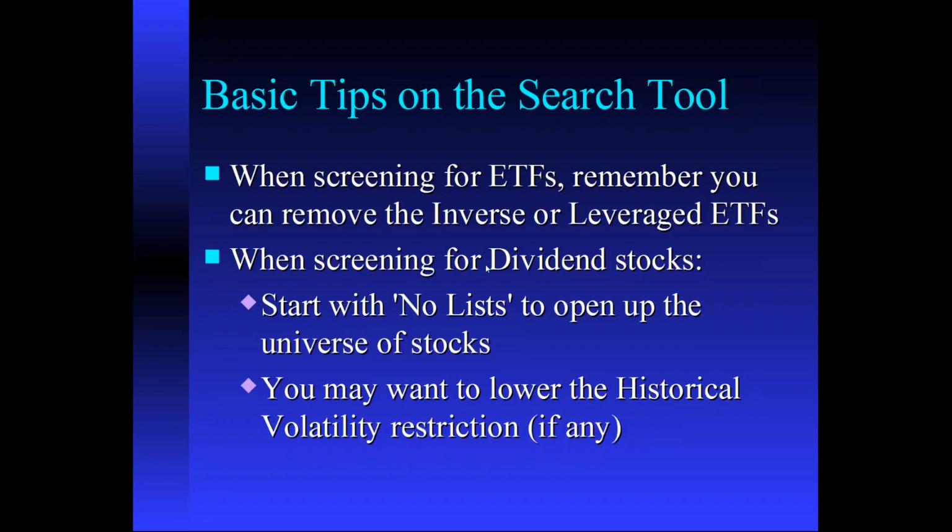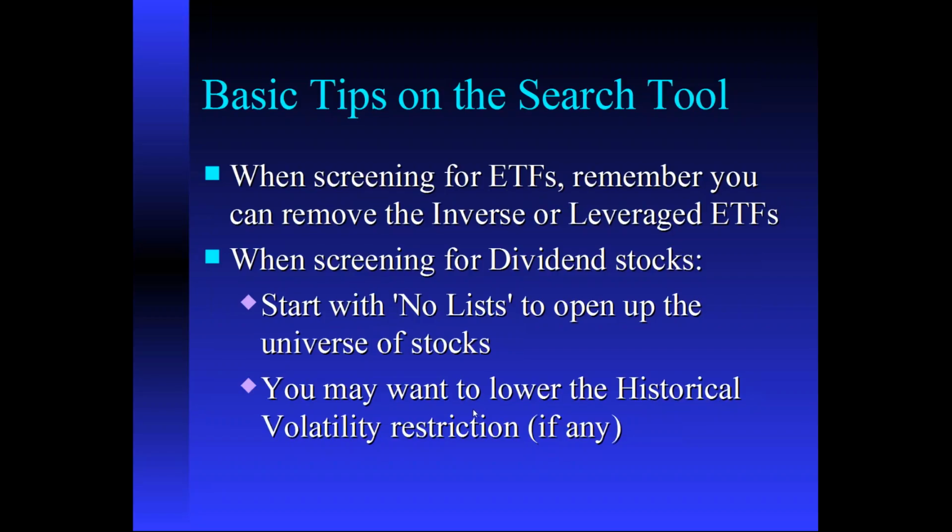And if you're screening for dividend-paying stocks for your covered calls, maybe your married put positions, I usually suggest looking at no lists to start with. The S&P 500, S&P 5-star list is still pretty good, but things such as the IBD list tend to filter out a lot of the dividend-paying stocks because they're not as volatile or show as much movement as IBD would prefer. So sometimes it's best to start with no lists when looking for dividend-paying stocks, or you may want to lower the historical volatility if any are already there.